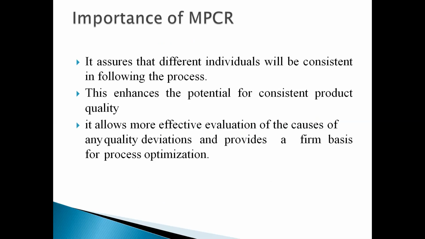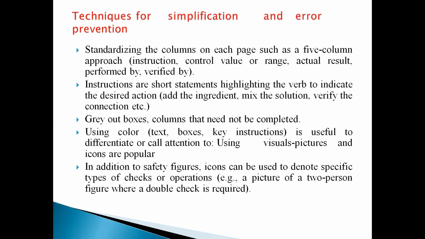Then the importance of the master production and control records, MPCR. It assures that different individuals will be consistent in following the process. This enhances the potential for consistent product quality, allows more effective evaluation of the causes of any quality deviations, and provides a firm basis for process optimization. The next topic is very important: techniques for simplification and error prevention.